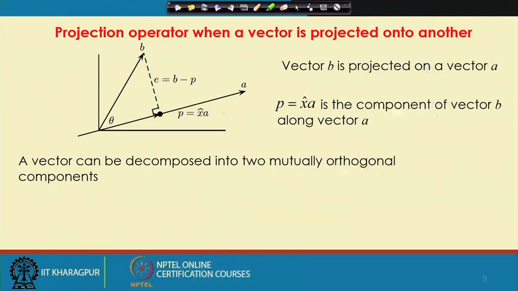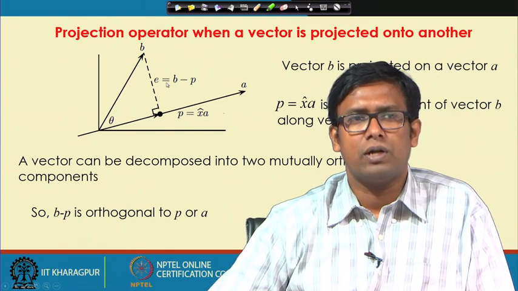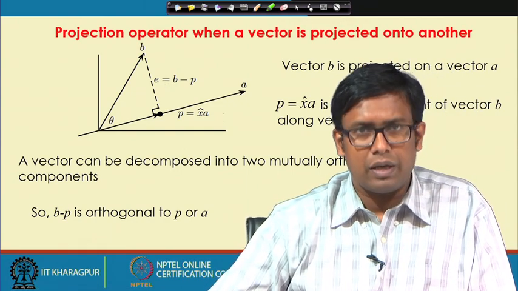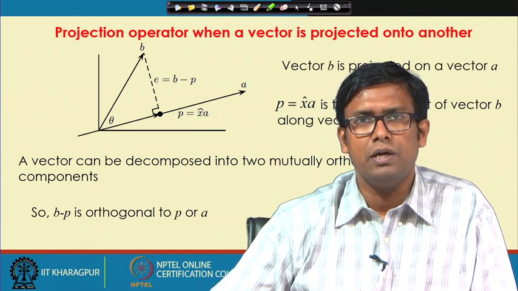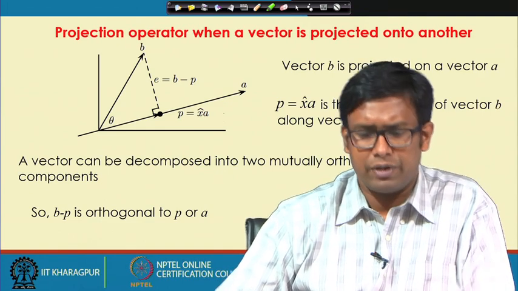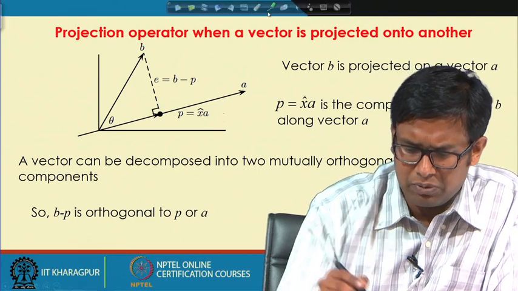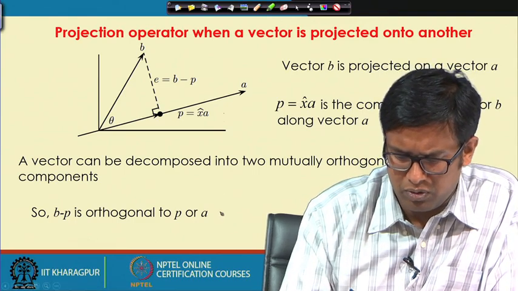A vector can be decomposed into two mutual components. So, if there is one part which is along vector A, the other part should be the mutually orthogonal part to A. So, if P is the projected vector, B minus P must be orthogonal to the projection, or must be orthogonal to P, or x A. P is equal to x tilde A. So, B minus P is orthogonal to A.